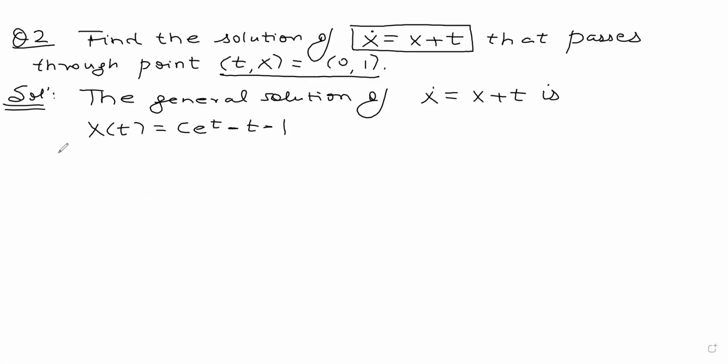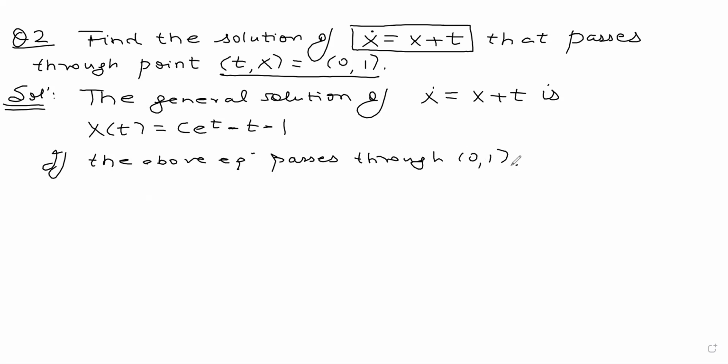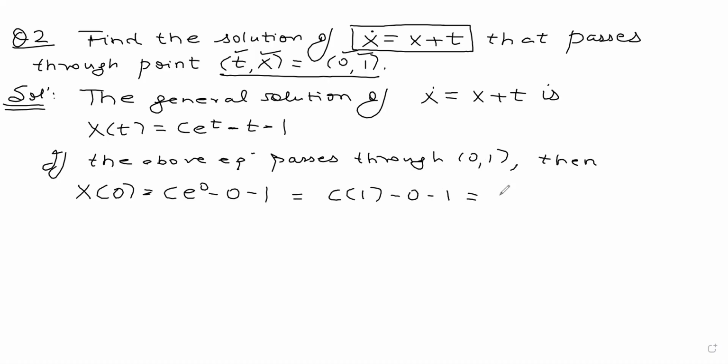Okay, so we can say if the above equation passes through 0 comma 1, then I can write x as a function of, so this is my t and this is my x. My t is 0, x is 1. So x of 0 will be c e to the power 0 minus 0 minus 1. So this will be c into e to the power 0 is 1 minus 0 minus 1, which is c minus 1.